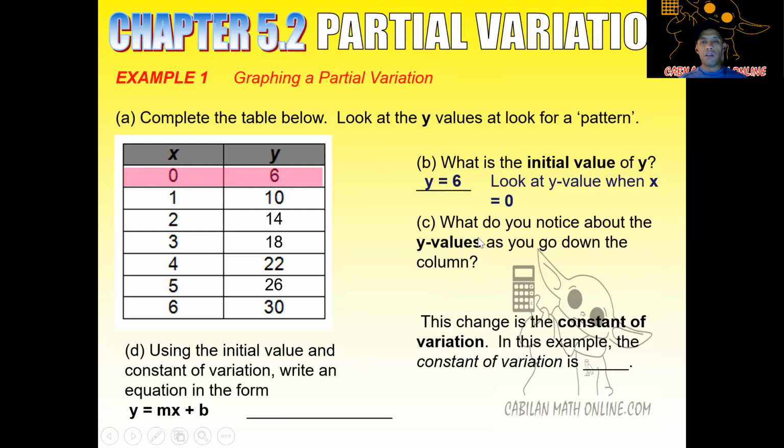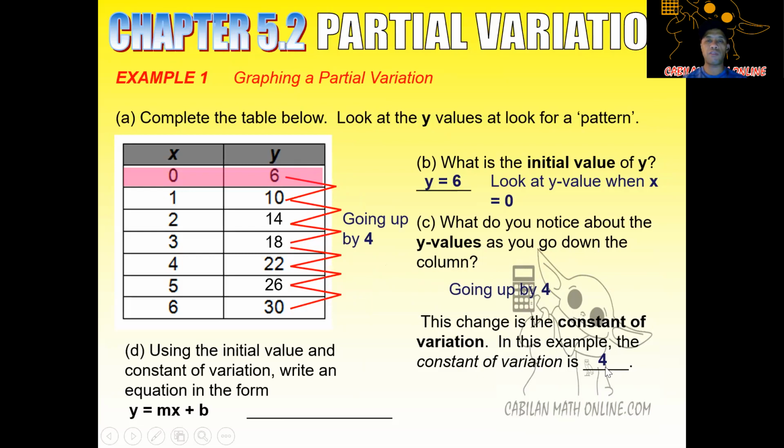Now for part C over here, it says, what do you notice about the y values as you go down the column? Well, we kind of answered that question earlier because the pattern that I asked you to do a couple of seconds ago, well, that happens to be the pattern that's going to tell us what the value of the constant of variation will be. So as I mentioned earlier, each one of these is going up by 4. And this 4 here is going to be the constant of variation. So let's fill that in accordingly.